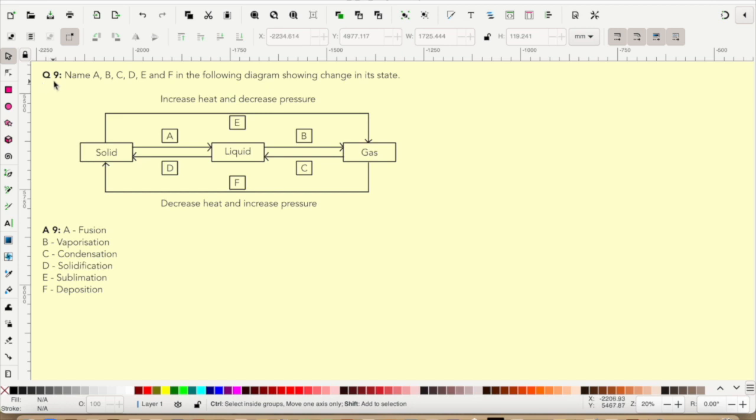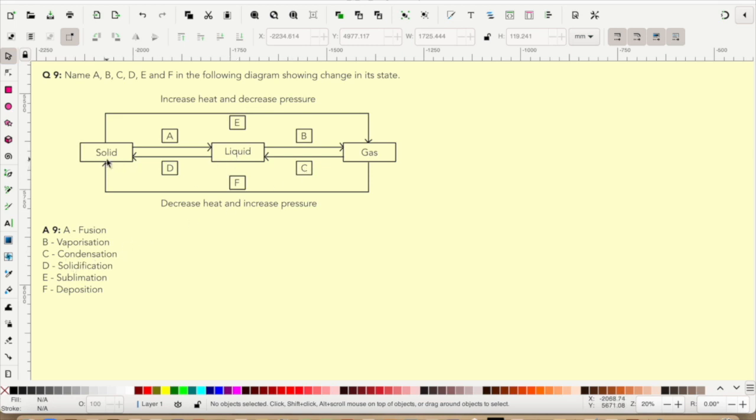Last question. Name A, B, C, D, E and F in the following diagram showing change in its state. From solid to liquid is marked A, that is fusion. From liquid to gas it is marked B, which is vaporization. From gas to liquid is marked C, which is condensation.